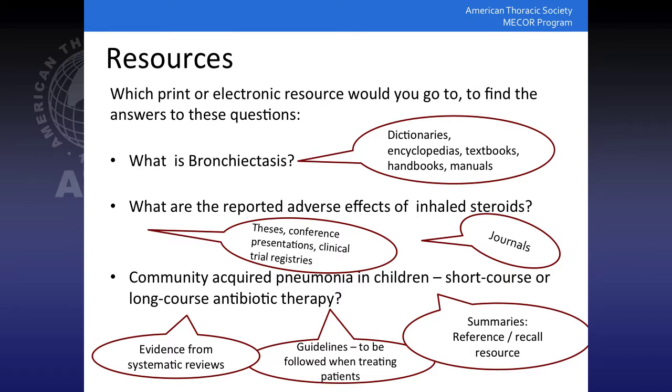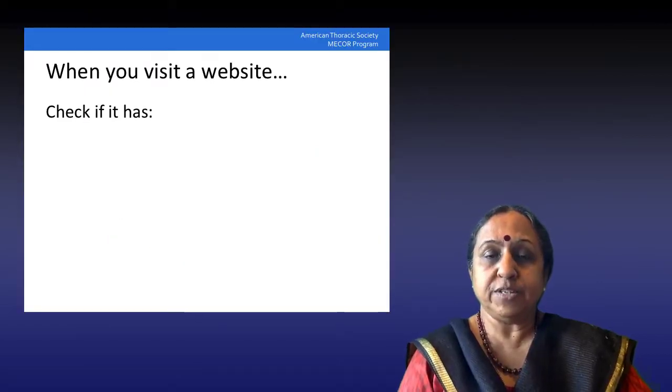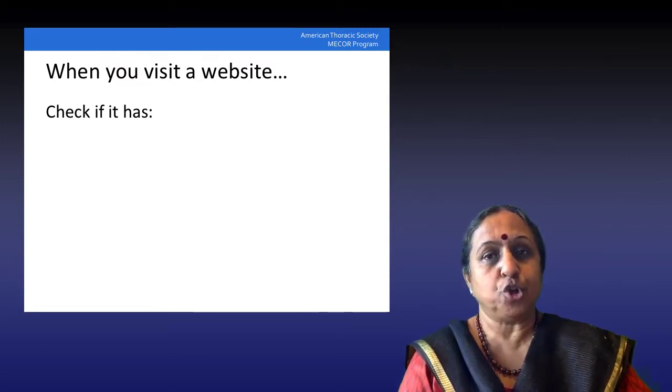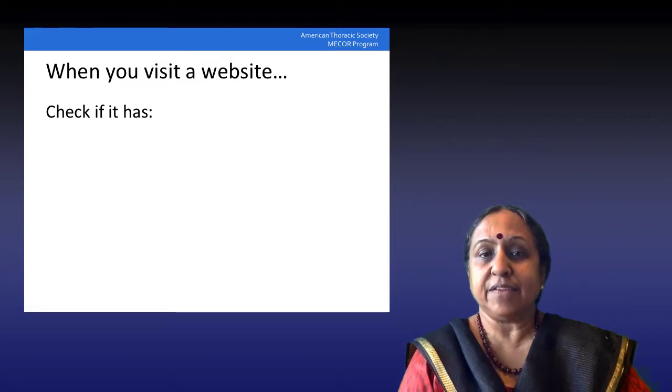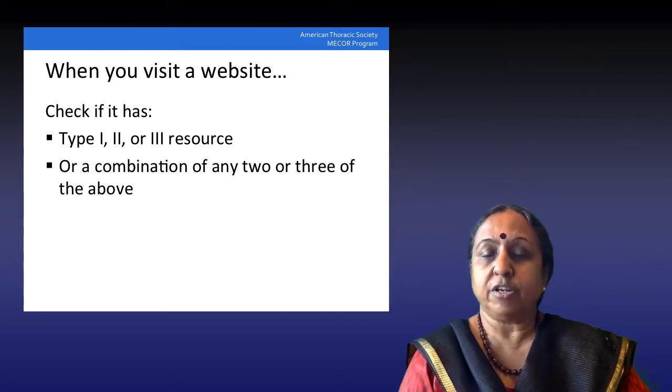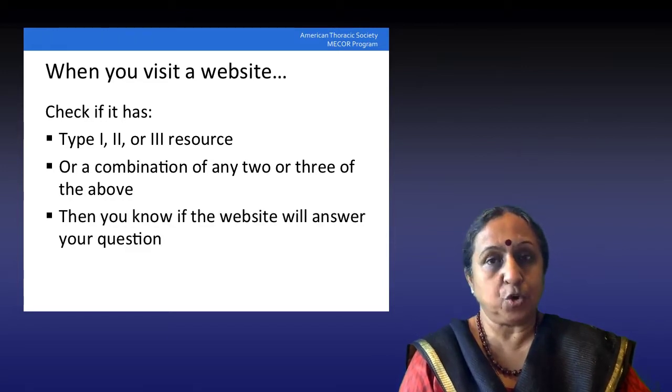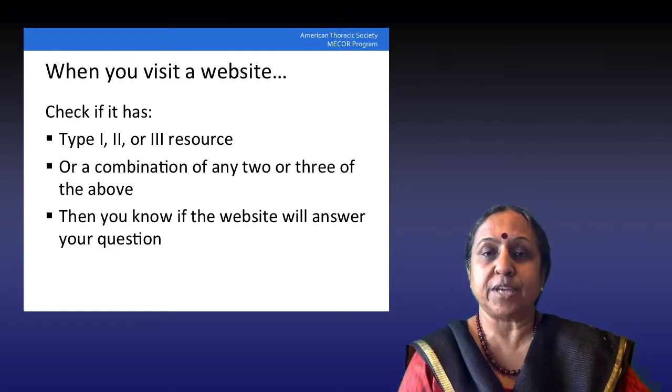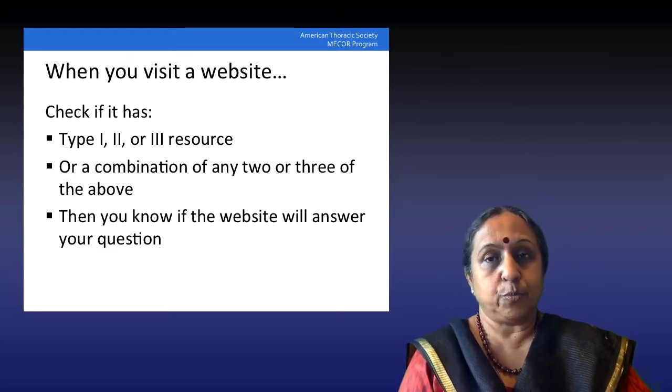on topics. So when you visit a website, check if the website has type 1 resources or type 2 resources or type 3 or a combination of any two or all three. In this way, you know whether that website can answer your question, and if it is a combination, to which section of the website you go to where you will find your answer.